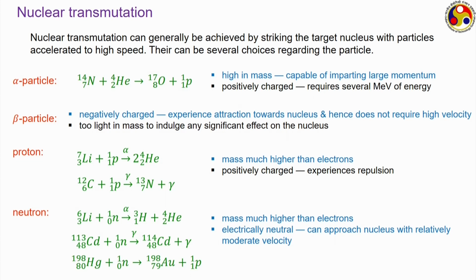Quite a few examples are shown here. A lithium 6 isotope being struck by a neutron leads to alpha emission, leading to the formation of hydrogen 3 or tritium. Cadmium also can absorb one neutron, leading to the formation of another isotope of cadmium, and this particular reaction, which we have discussed earlier also, is a mercury nucleus being struck by a neutron, leading to the formation of a gold nucleus and also the ejection of one proton. So, the neutron is the most preferred particle which we generally use for artificial transmutation.